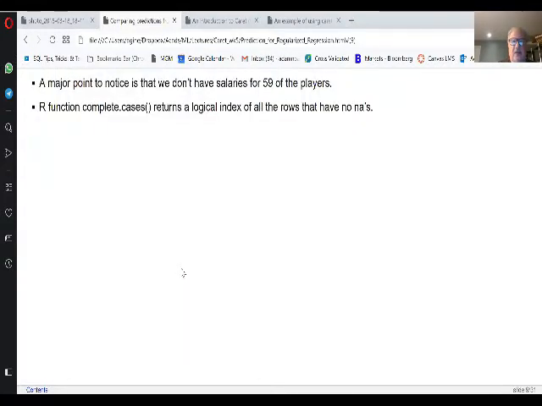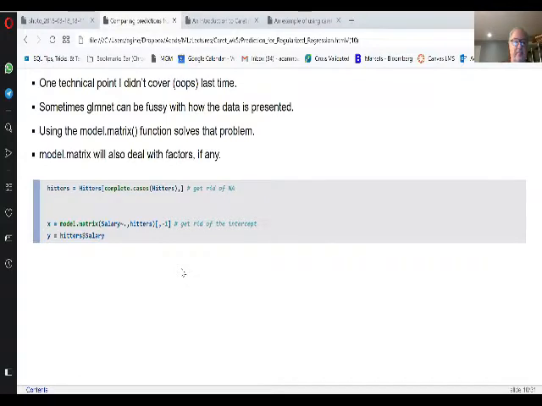So in R, there's a nice function called complete.cases. It returns a logical index that tells you which rows have no NAs and which ones do. It's true or false. And so we can just use that.